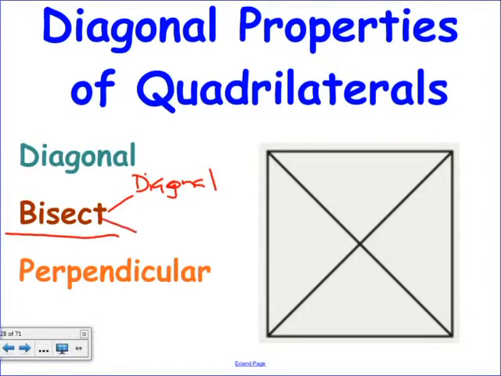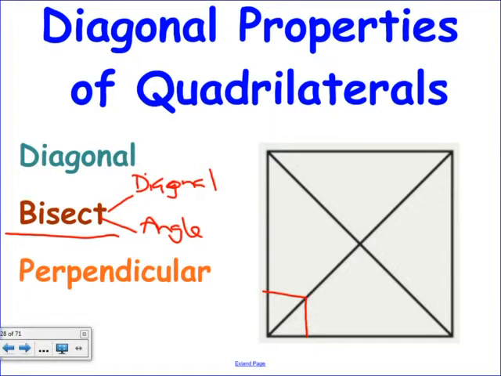The other thing you have to look at is bisecting the angle. So I've got my 90 degrees here. When I draw my diagonal, does that diagonal cut that 90 degrees exactly in half? That one does. On a square, it does. Okay? It cuts it exactly in half. So when you talk about bisecting, you bisect a diagonal and you bisect the angles of the quadrilateral.